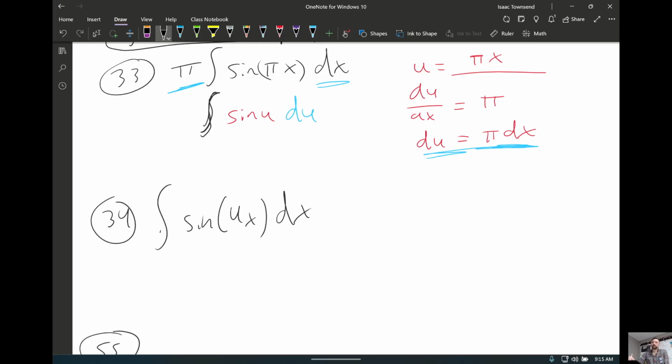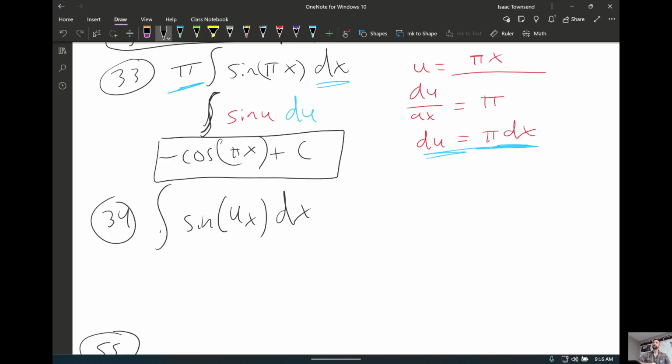All right, now you gotta be careful here. What can we take the derivative of to get sine? Very good, negative cosine. Because the derivative of cosine is negative sine. So taking the derivative of this gives me negative sine, which is positive sine. Plus c, and don't leave u in your answer, plug u back in. High stakes question, check by taking the derivative.